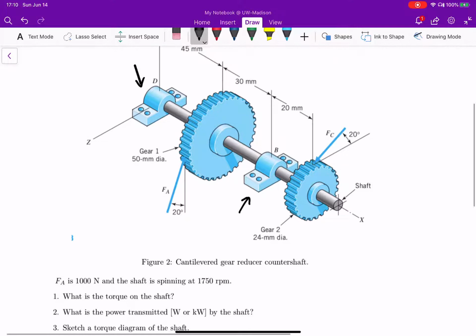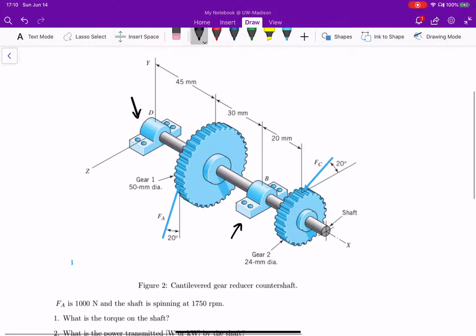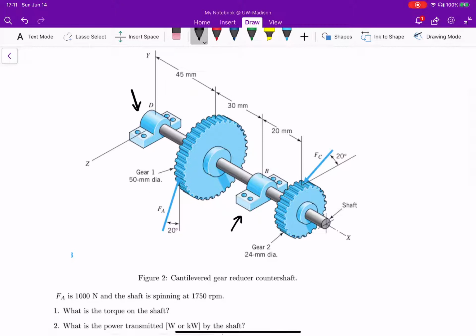All right. So what we know from this diagram is, again, we know the diameters of the gears. We don't know the diameter of the shaft. I don't think we need it for the forces. And you know the value of the force, but you only know the value of force A. You don't know the value of the force at C. So that's something we'll have to solve for. And yeah, so FA is 1000 newtons and the shaft is spinning at 1750 RPM.